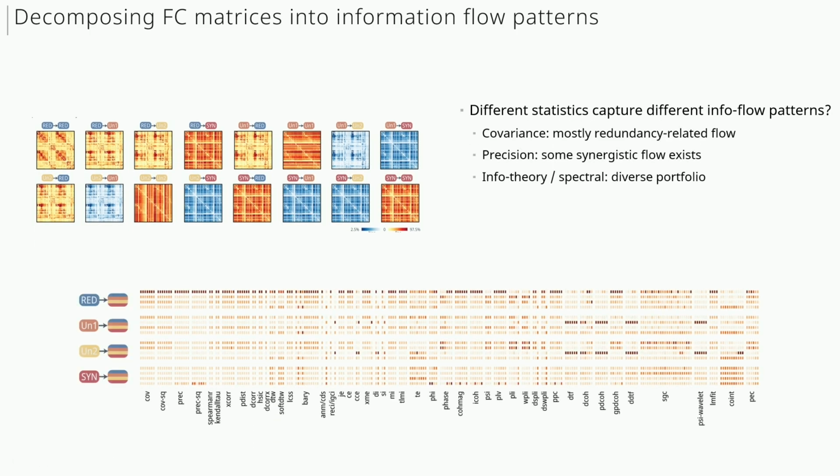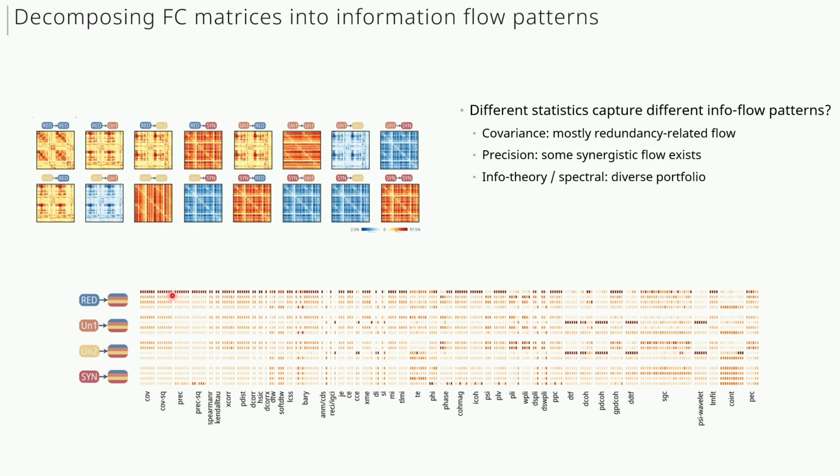So to see how our FC measures are represented by these information flow patterns, we construct linear models and estimate the contribution of each of the 16 patterns to each FC matrix. So the rows are the 16 patterns, and within each column, the darker or lighter show their relative contribution. We find that for classical statistics such as covariance, precision, and mutual information, etc., they mostly reflect a pattern where redundant information stays as redundant. This is both reassuring and kind of boring in a way.